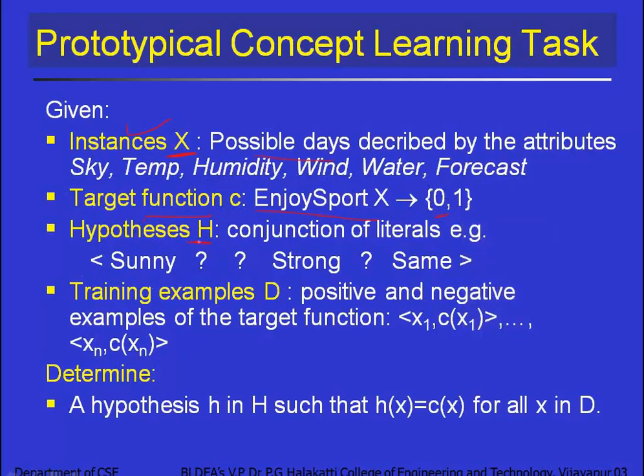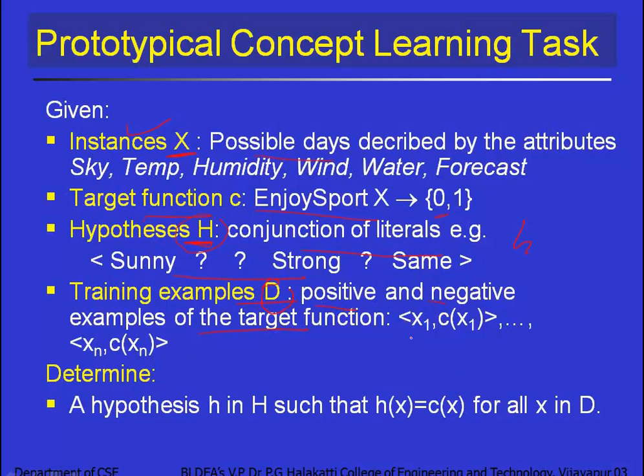Hypothesis H, here it is a capital H, you remember that. So capital H is a collection of hypotheses. Small h means it is a single hypothesis. So a conjunction of literals is one hypothesis, like sunny, question mark. Okay. Training examples are represented by D. They are positive and negative examples of the target function.